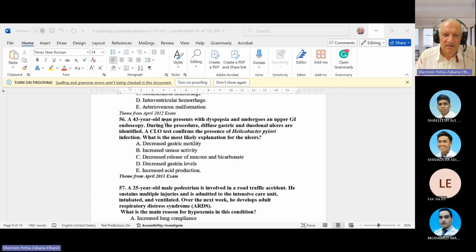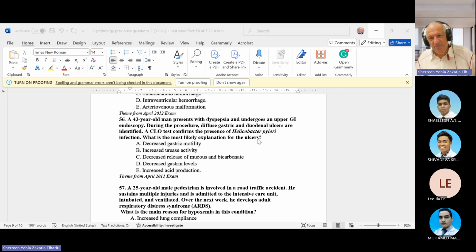A 43-year-old man presented with dysphagia, difficulty to swallow, or dyspepsia, and underwent upper GI endoscopy or OGD. During the procedure, diffuse gastric and duodenal ulcers were identified. The CLO test, which is Campylobacter-like organism test, confirmed the presence of H. pylori. What is the most likely explanation for this ulcer? Actually, this is a simple question.